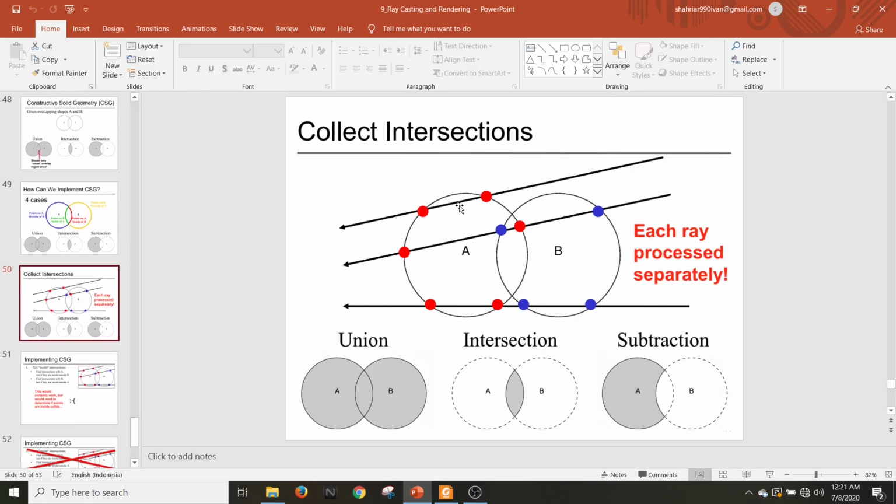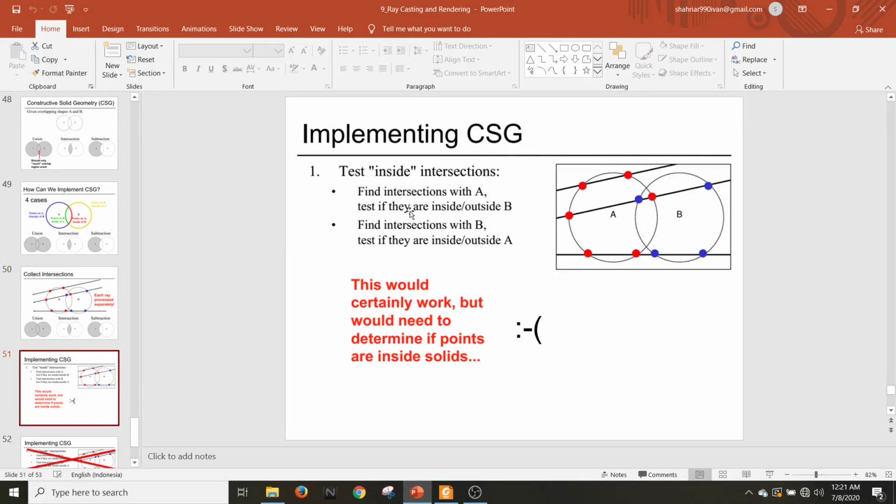And after these intersection points are found, we can proceed in 2 ways. We can test the inside intersections. We can find the intersections with A and test whether they are outside B or inside B. For example, these 2 points are outside B. This is inside. This is outside B, but this is inside B. Again, these are outside B. Similarly, for B, we can find intersections and test whether they are inside or outside of A. For example, this is outside A, but this is inside A, and these 2 points are outside A.